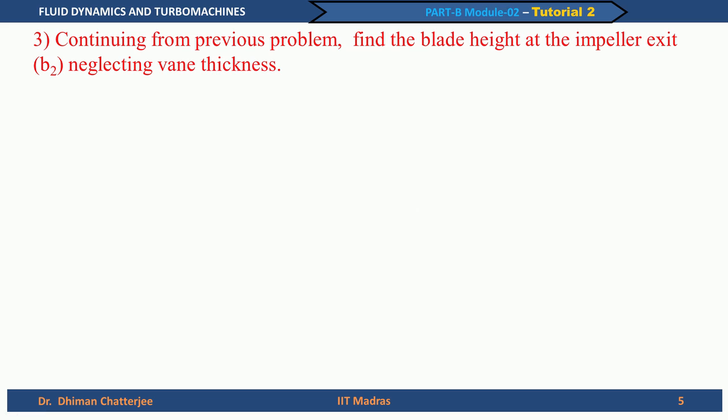We want to find out the blade height at the impeller exit, which is b2, neglecting the vane thickness. That is, we know the volume flow rate, and you know from the last class that the volume flow rate in case of a radial flow machine is nothing but pi times d times b times the corresponding meridional velocity. So, we will use that relationship here.